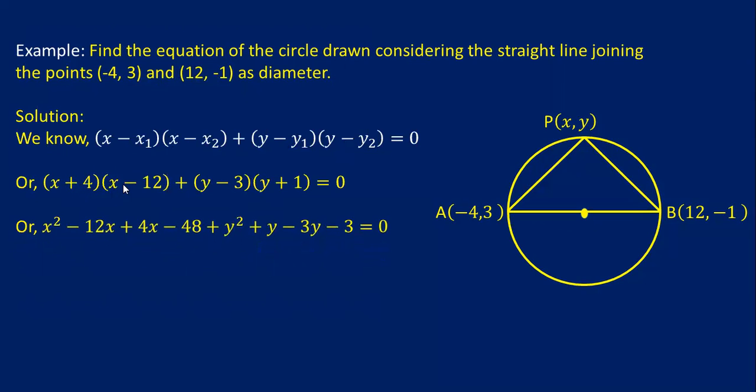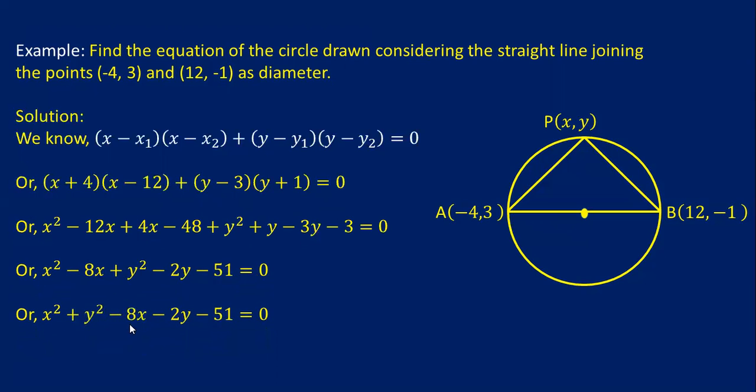That is x square minus 12x plus 4x minus 48, plus y square, and (y minus 3)(y plus 1), that means y square minus 2y minus 3. Then we get x square minus 8x plus y square minus 2y minus 51. That is x square plus y square minus 8x minus 2y minus 51. That is the result, which is our required equation of the circle taking AB as a diameter.